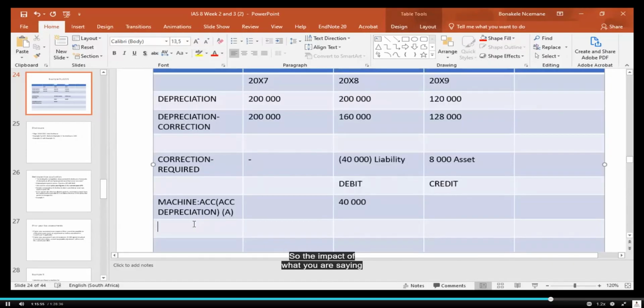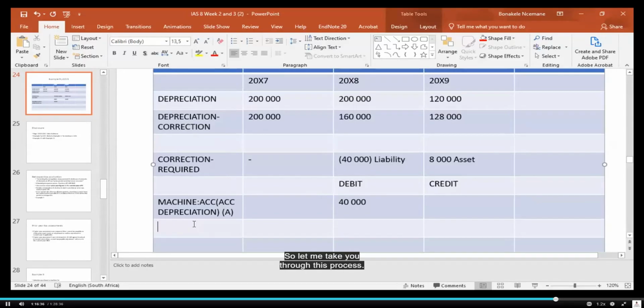So the impact of what you are saying has already been corrected with this journal, because remember, it was a credit error. Now we reversed it by debiting. Now coming to the second gentleman, who is saying there is a complication with the expense. But let's go back to the process that led us into this situation. Where did we record this expense, this 40,000 more?